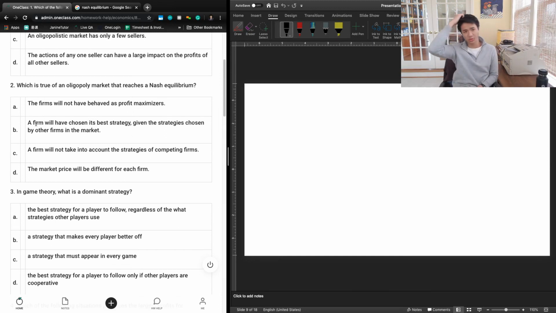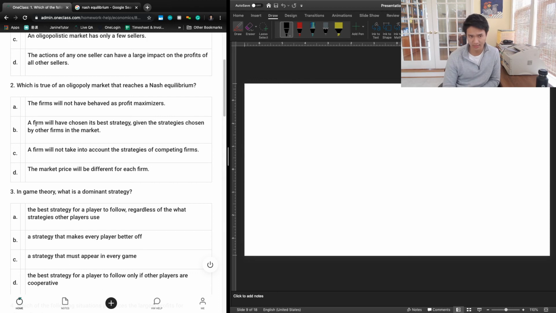B says, which is true of an oligopoly market that reaches a Nash equilibrium? So this is again game theory. So A says the firms will not have behaved as profit maximizers. B says a firm will have chosen its best strategy given the strategies chosen by other firms in the market. C says the firm will not take into account the strategy of competing firms. And D says that the market price will be different for each firm.